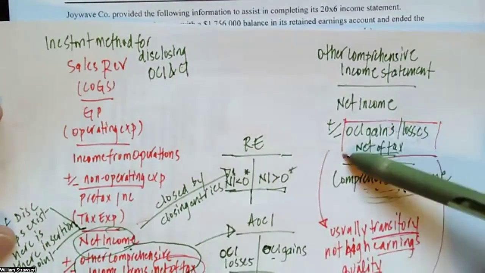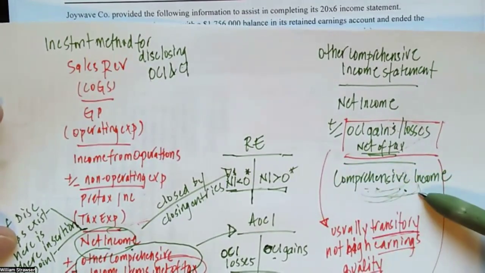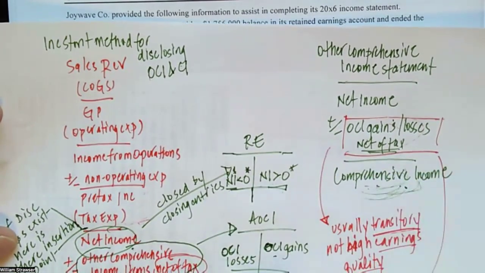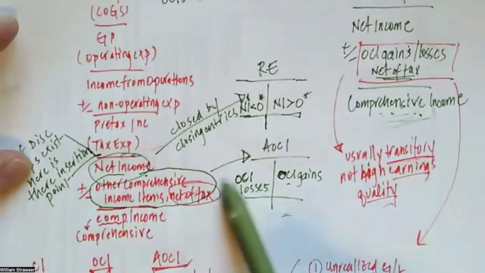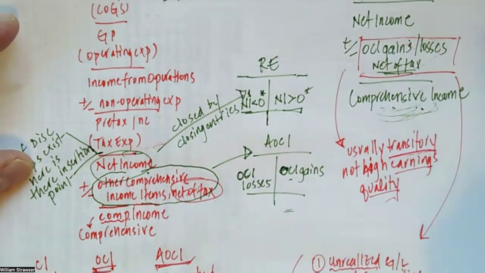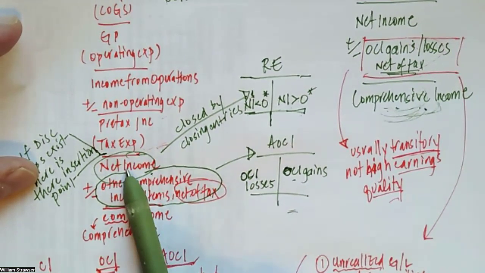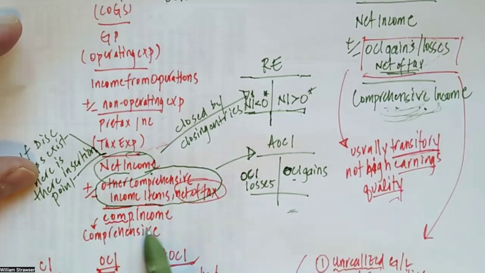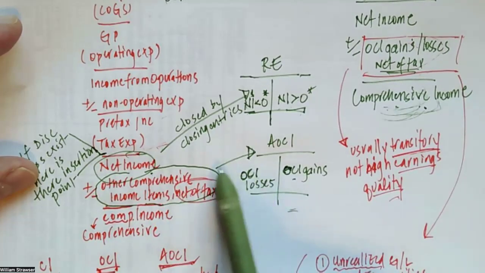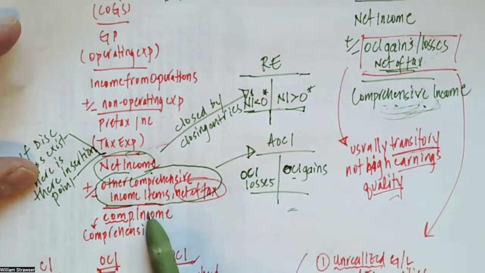But remember, this is all AOCI tracks. It does not track comprehensive income. We do not close comprehensive income into AOCI. We only close other comprehensive income. And the reason is comprehensive income includes net income. So if I close comprehensive income in here, we'd be closing net income to retained earnings, and then closing it again when we close comprehensive income.